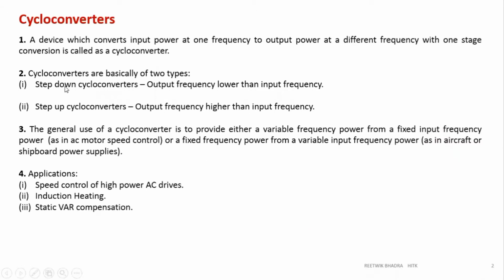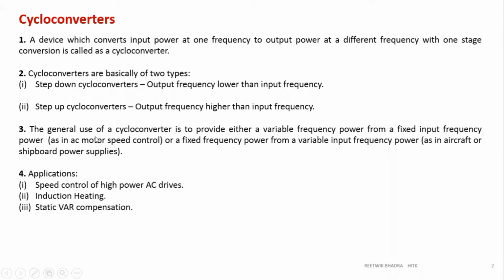Now, what are the two types of cycloconverter? We'll have a cycloconverter which can step down your supply frequency, so your output frequency is lower than your input frequency. That is a step down cycloconverter. And if your output frequency is higher than your input frequency, then obviously it is a step up cycloconverter.